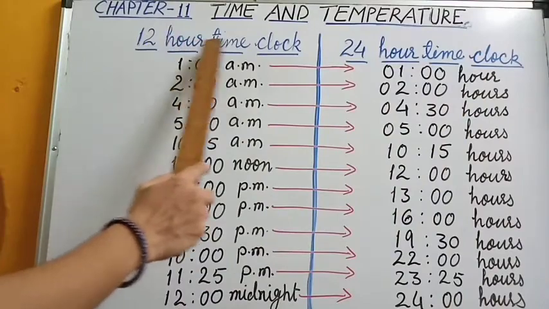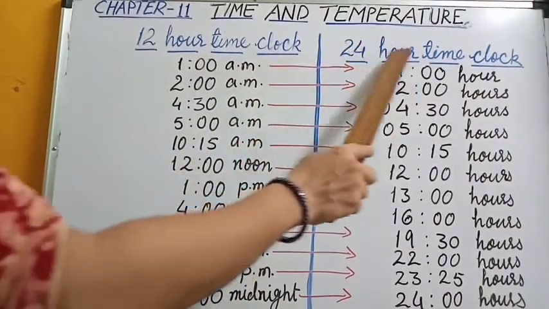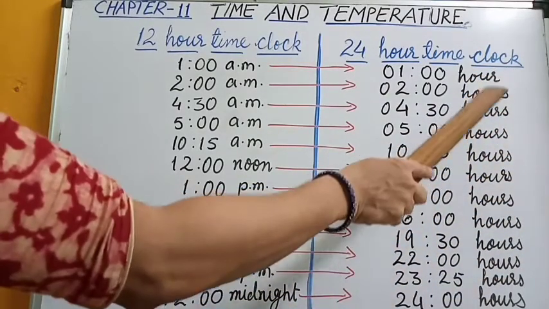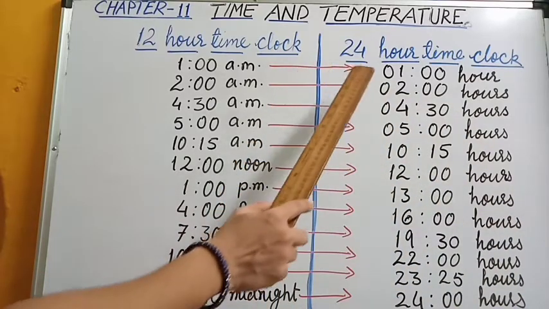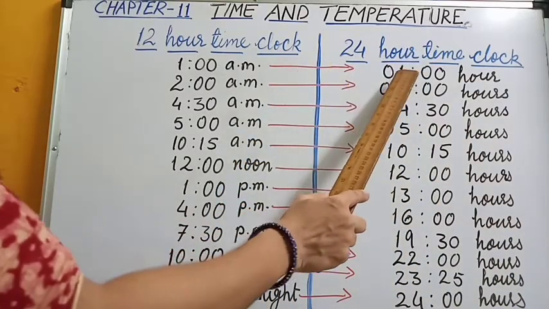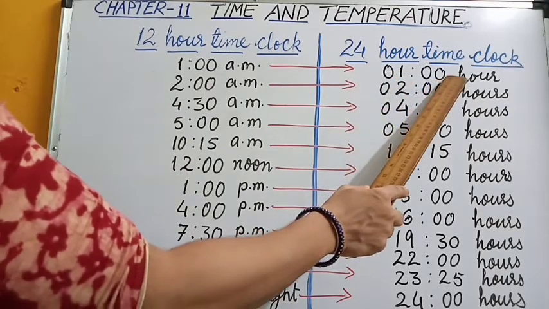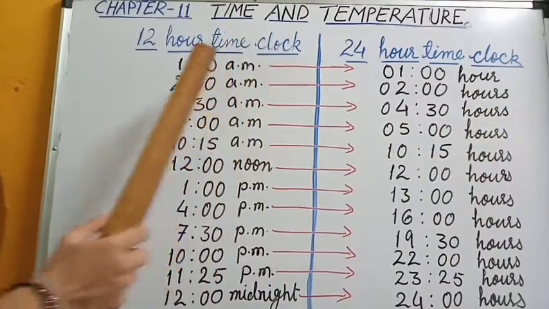But in 12-hour time clock we have to use AM and PM, and in 24-hour time clock we don't have to use AM and PM. We can write hours with it. And time can be written in 4 digits. The left side digits show hours and the right side digits show minutes. So here let's see some times.